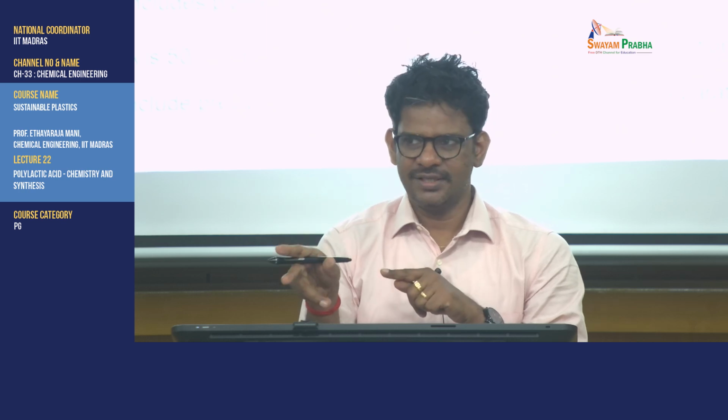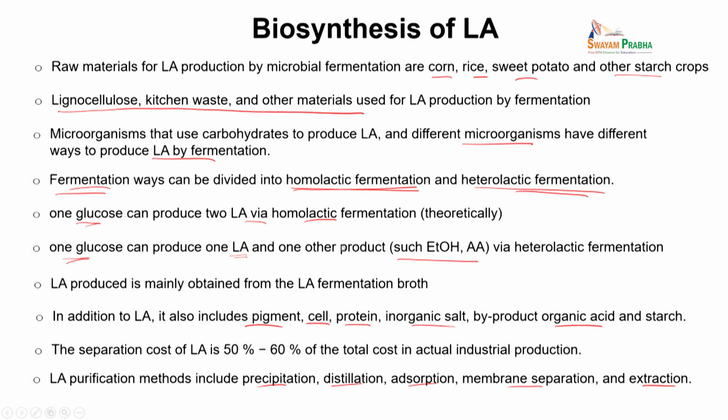Now, the advantage of this biosynthesis is that because we are using bacteria or microorganisms, the stereoselectivity is quite high. Okay, so the bacterium will selectively produce only L type LA, which is what we want. Whereas in the chemical method, that selectivity is not there. So that's why 90% of the lactic acid production is through bio.